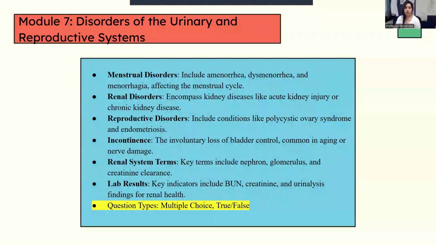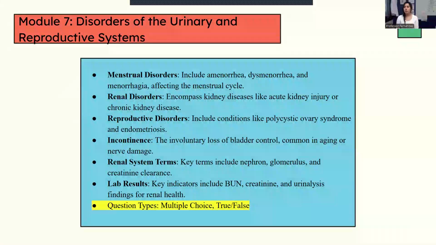The renal disorders or kidney problems would be sudden and ongoing kidney failure. Reproductive disorders, so make sure you know PCOS, which is that hormonal imbalance. Endometriosis, where uterine tissue grows in the wrong places. Make sure you know incontinence, so trouble controlling the bladder. Important terms would be the nephrons, or nephron, again, it's that kidney filter. We learned about this in EMP2, so it's that little part that is pretty much just filtering through our kidneys.